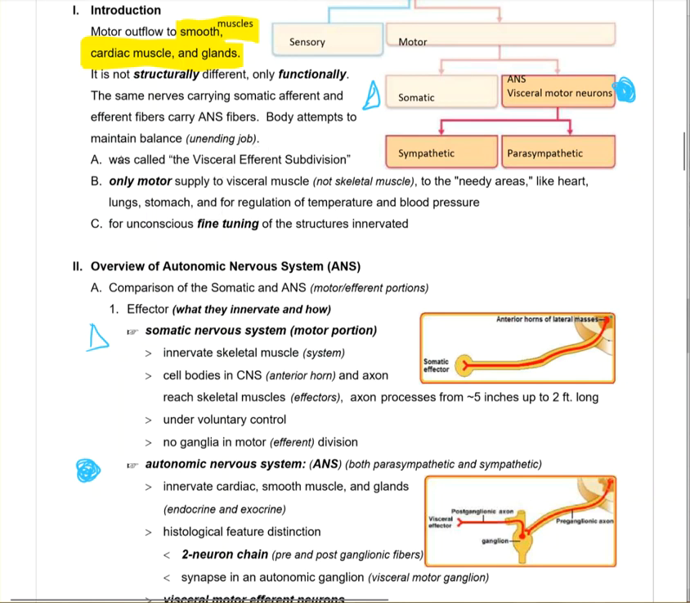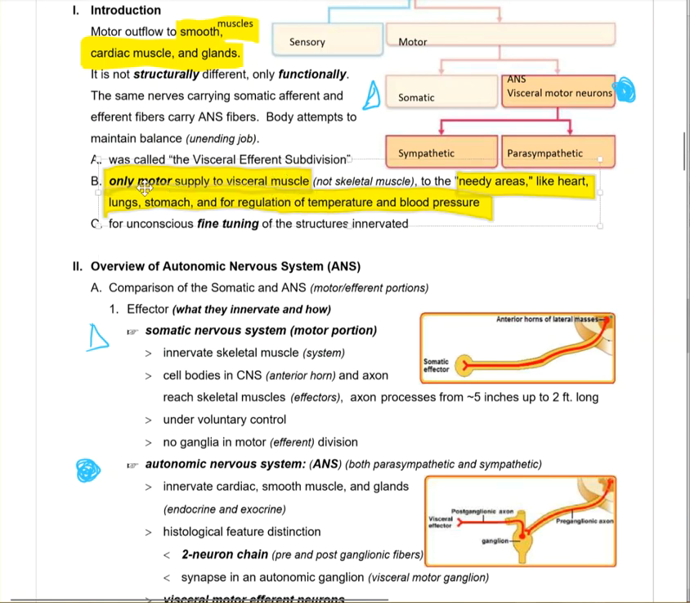Okay? Now, it was called the visceral efferent subdivision because it was sending out messages efferently to viscera, organs, so that was a good name for it as well. But autonomic refers to that it's happening behind the scenes. Your body is taking care of these things without conscious registration. So it's only motor supply to visceral muscle, not skeletal muscle, and to the needy areas like the heart, the lungs, the stomach, and also helps regulate blood temperature and glands, or blood temperature and blood pressure.